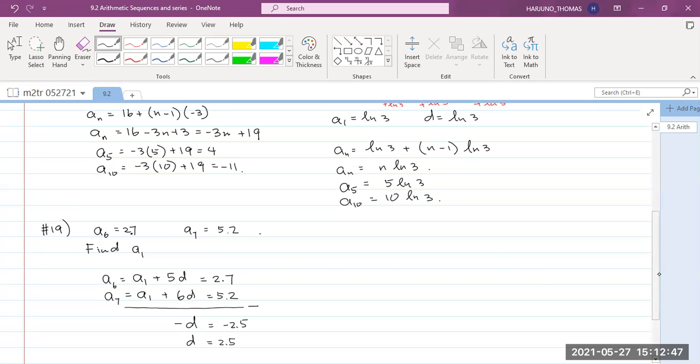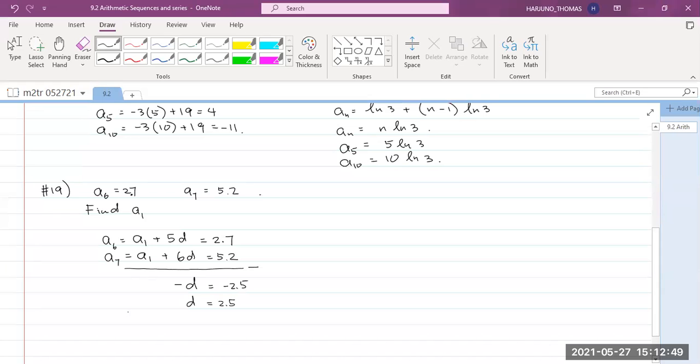Now you plug that into either one of them, let's say the sixth term. So that's the first term plus 5 times 2.5 equals 2.7. So the first term plus 12.5 equals 2.7. So the first term is 2.7 minus 12.5. That's negative 9.8, I believe.